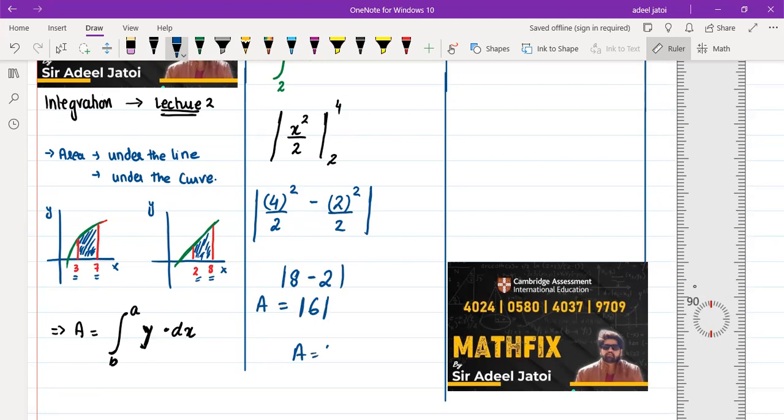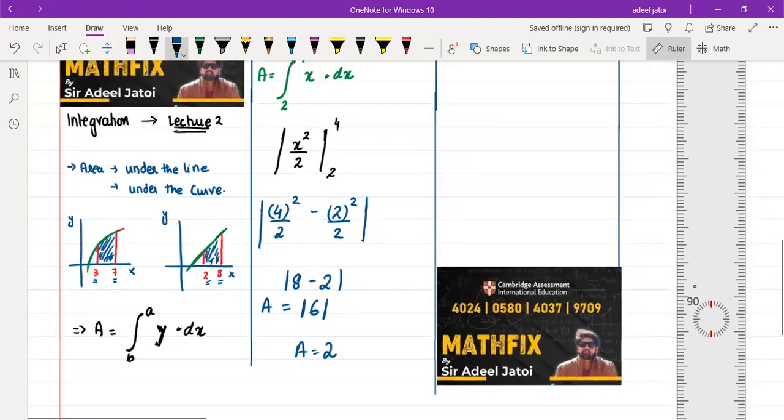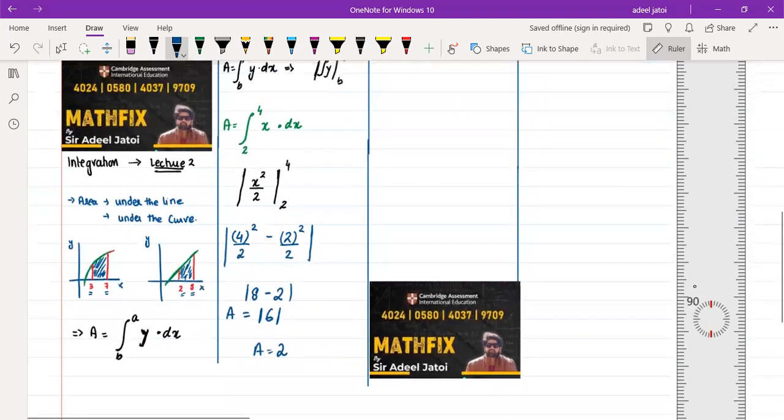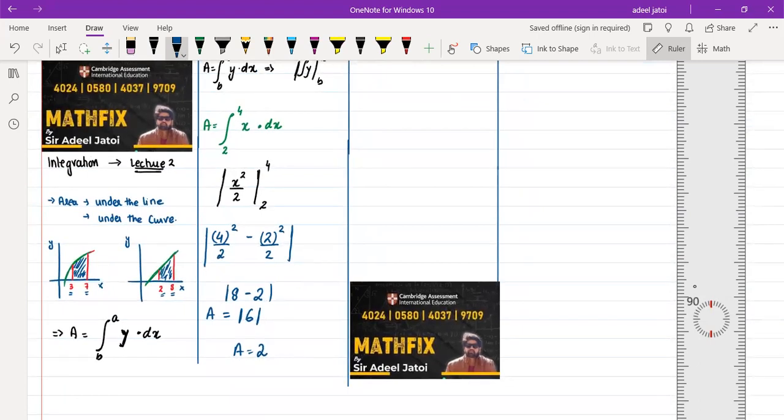So your area will be what? 6. So what is the way? Your way is that you will be integrating your y equation, which will be in the form of x. When you integrate your y equation, you will apply the upper limit and then the lower limit. The area here was mod 6.